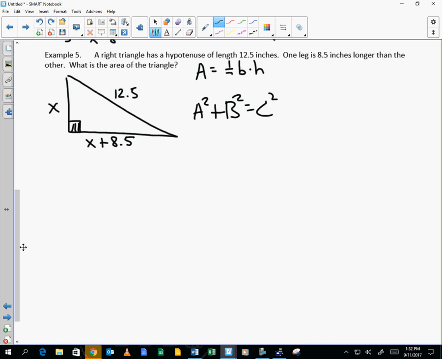If you haven't seen the proof for that, it's pretty cool and it's easy to kind of see. But anyway, let's do it. x squared plus (x plus 8.5) squared is equal to 12.5 squared.